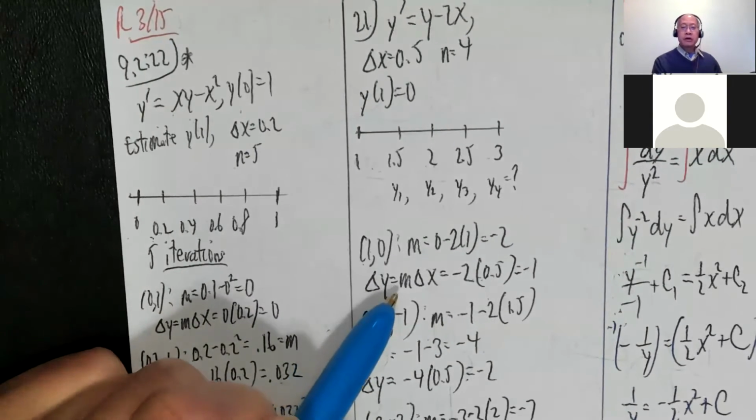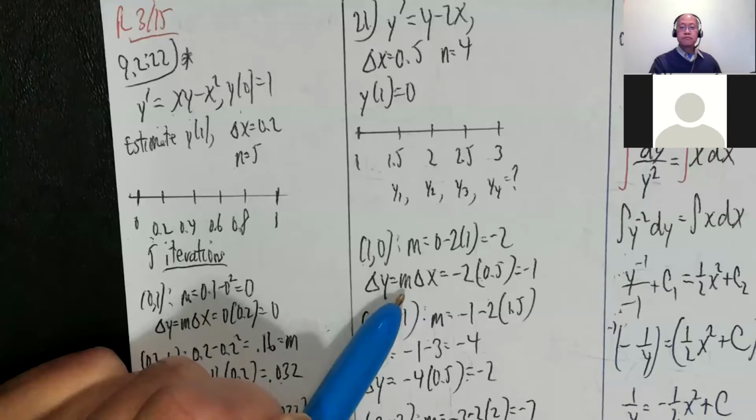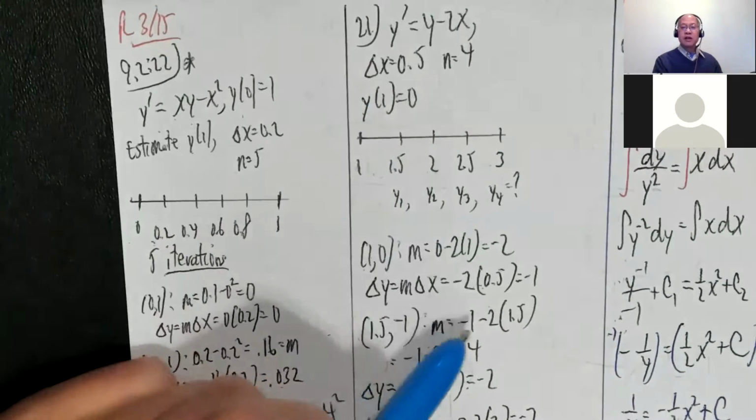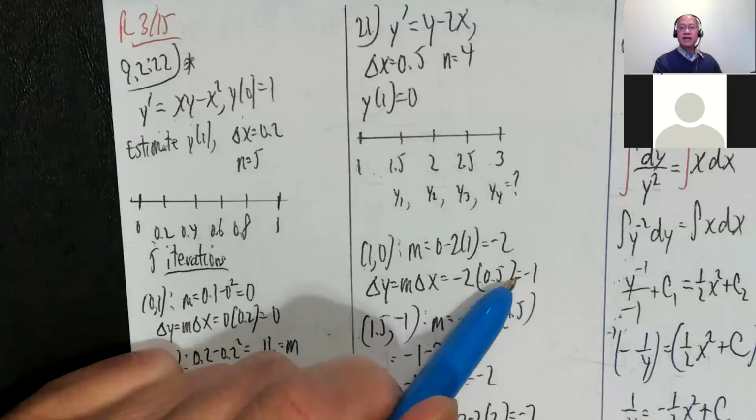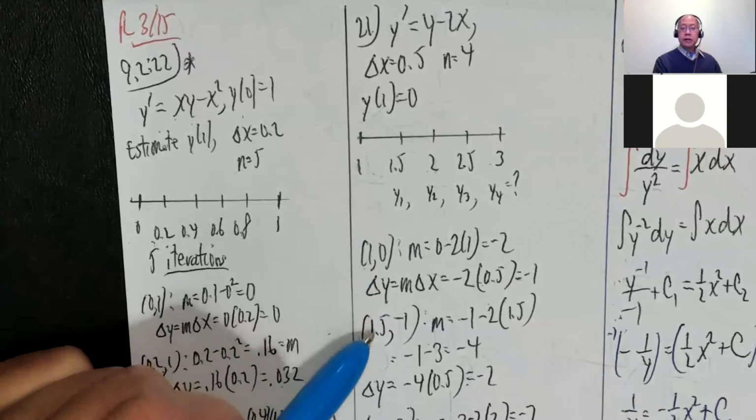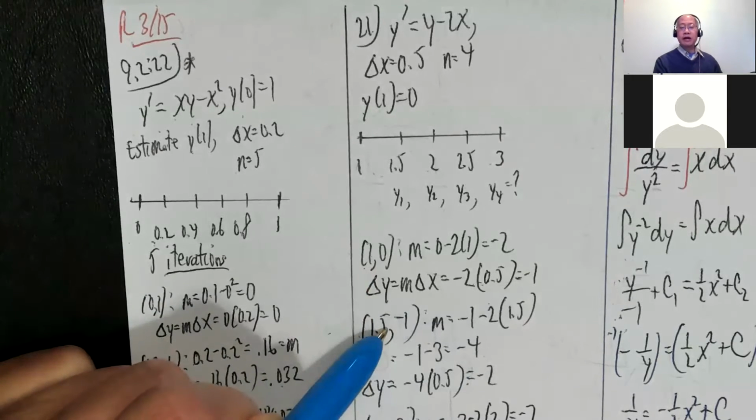Delta y equals m delta x. Put that in your cheat sheet if you wish. So -2 times the step size, which is 0.5, is -1. So my delta y is -1. So instead of a rise, I'm falling. Okay. So the next point is 1.5 comma -1.